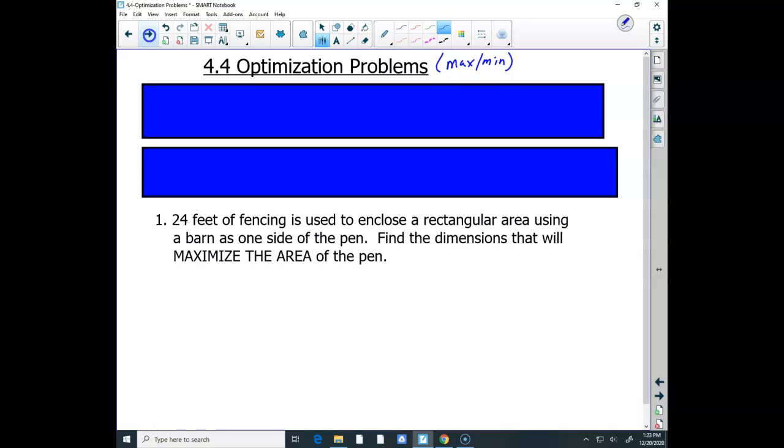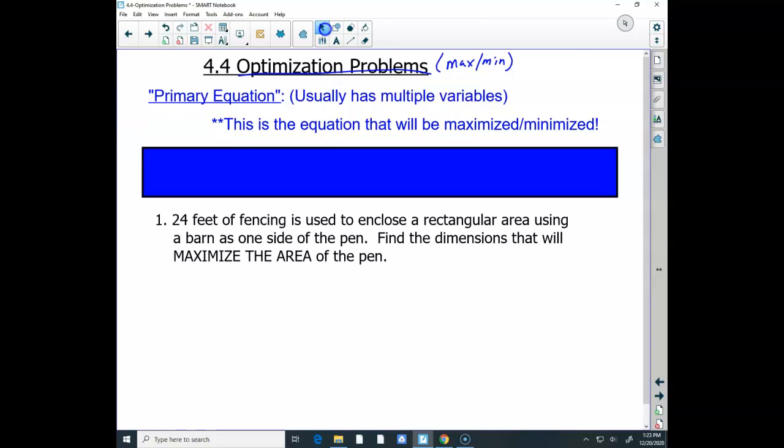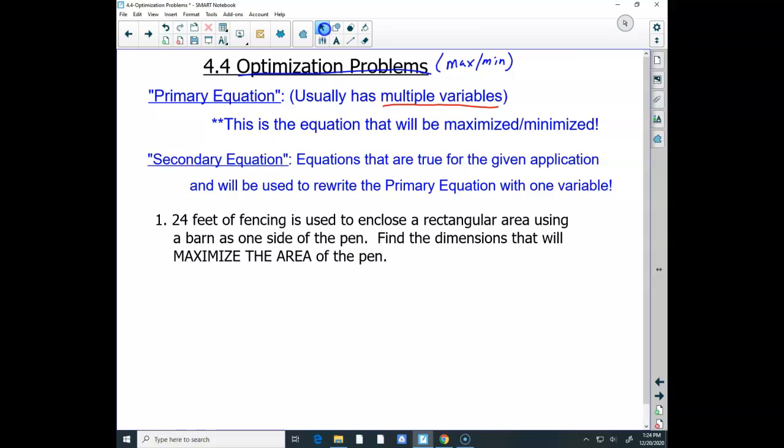So when I do optimization problems, there's a couple things I need to know. There are equations that I must generate. The first equation I need to find is my primary equation. Typically, your primary equation is going to have multiple variables in it. Could have 2, could have 3, could have 4, could have anything. However, your primary equation is the equation that we will want to maximize or minimize. And because many of them have multiple variables in them, we need a secondary equation.